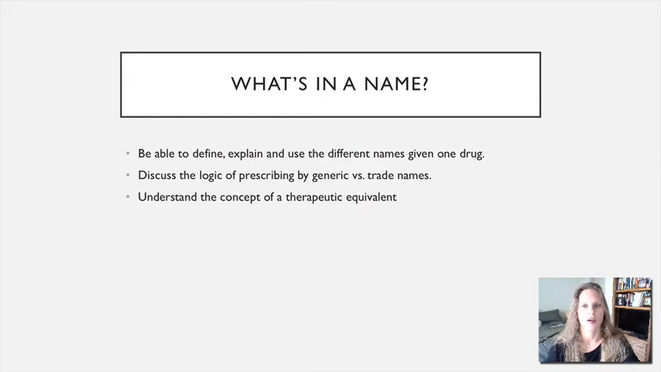Drugs have a whole bunch of different names, and this can be a little bit confusing. So what I want to do is outline the different names given for a drug, and then talk about the logic around which name to use, whether you're going to use the generic name or the trade/brand name. And then I want to finish up with explaining the concept of a therapeutic equivalent.